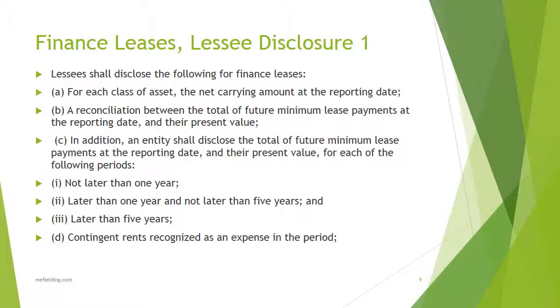And then we get the same idea that you've already seen with the lessor, that we show the same information for 1 year, 1 to 5 years, and over 5 years and so on. So this idea of showing what's coming in the future. And again, something that you've seen before at point number D there: contingent rents recognized as an expense in the period. So what are the payments that we've made or that we will have to make over and above the minimum lease payments?